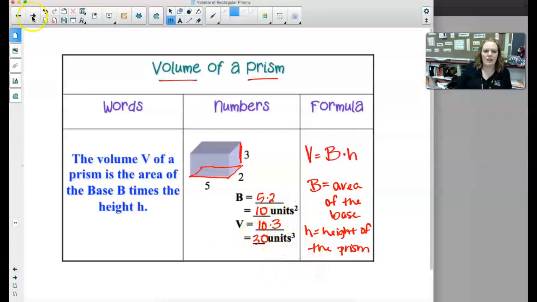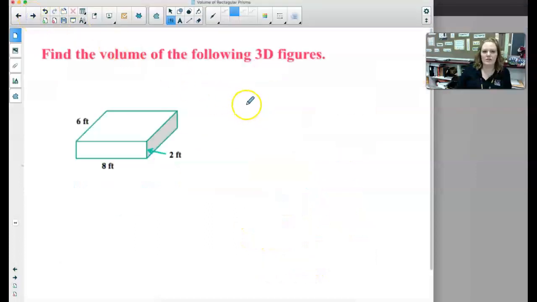Okay, let's try just a couple more examples. So finding the volume of this rectangular prism. Volume equals capital B times H. So let's start with the base. I'm going to outline this. This is 8 by this length, which is 6 feet. So 8 times 6 is 48.